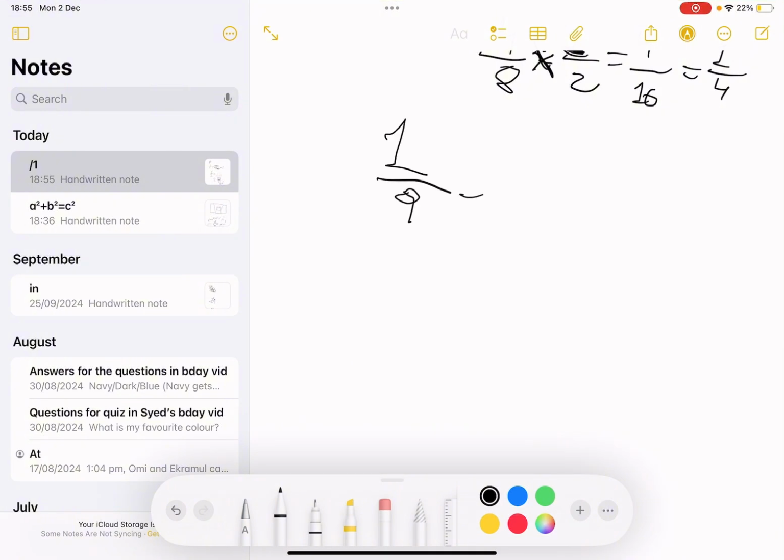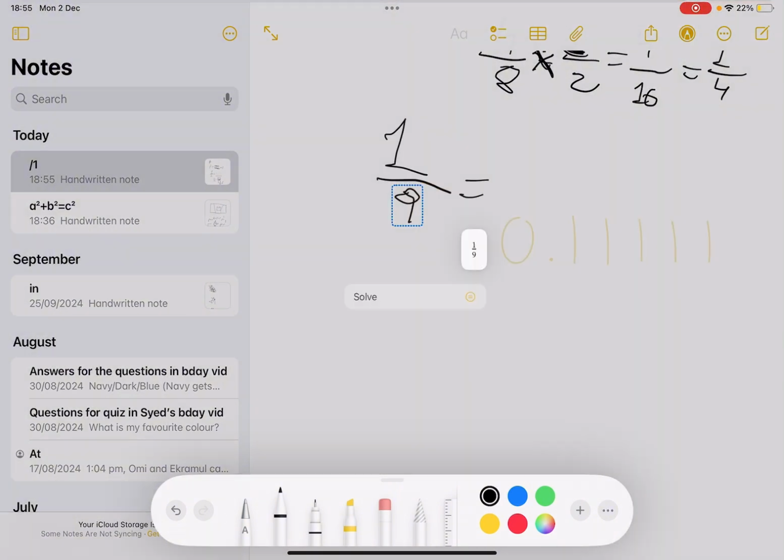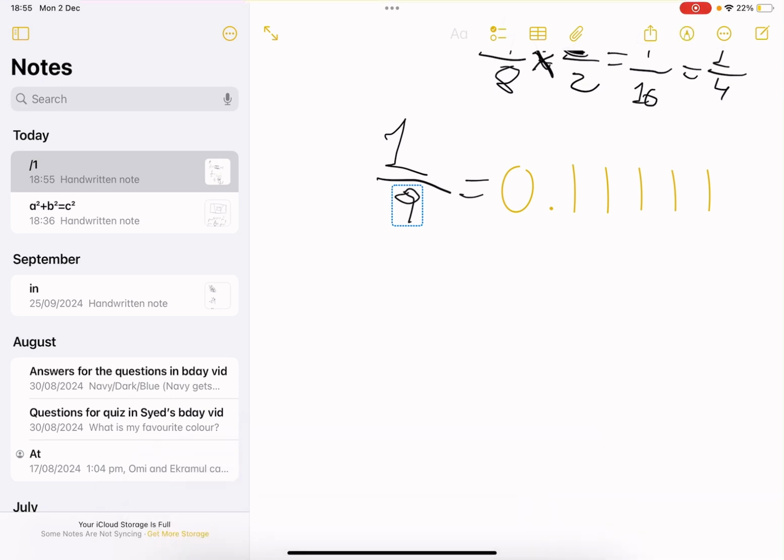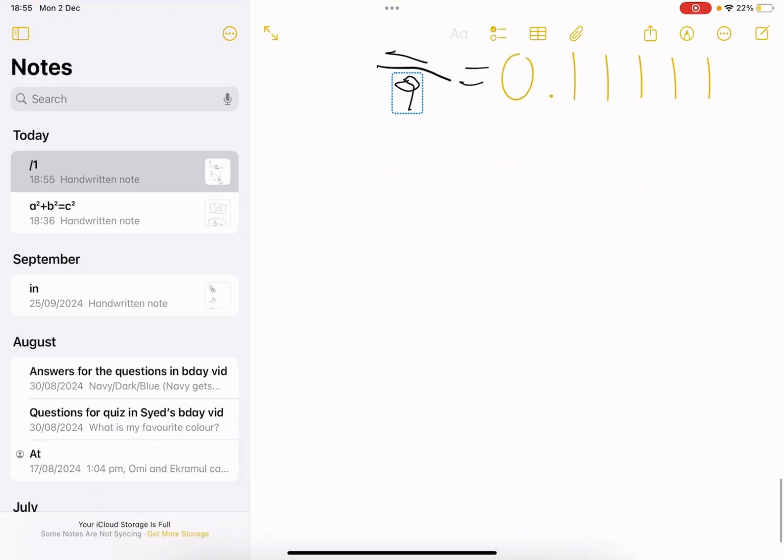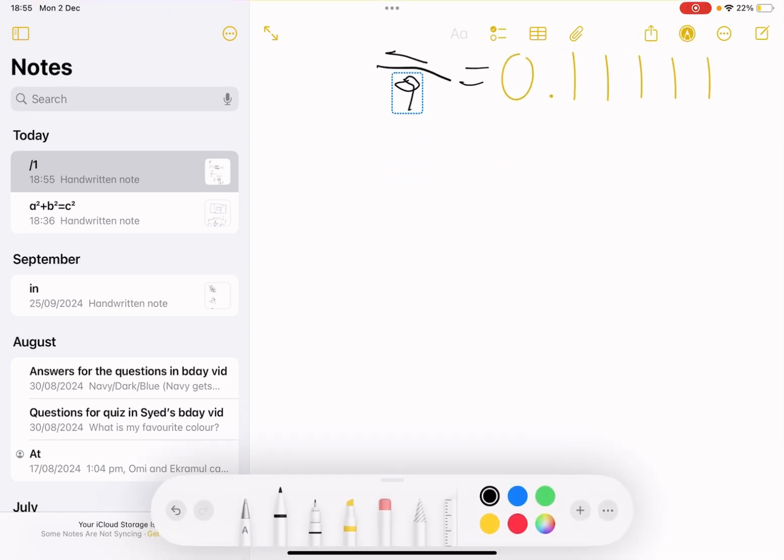And let's just quickly see what this is going to be. Solve it, please. Okay, so 0.11111111. I think you guys can quickly visualize why that would happen. Wrong way, sorry. Wrong thing.